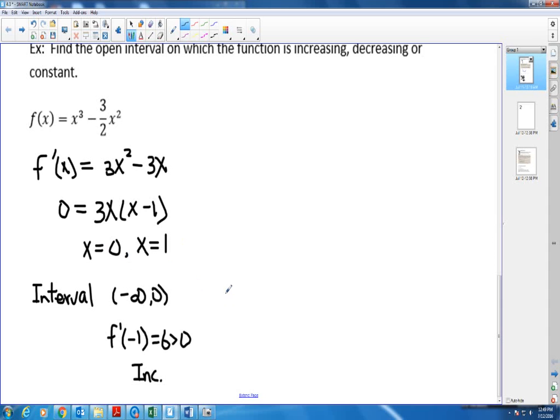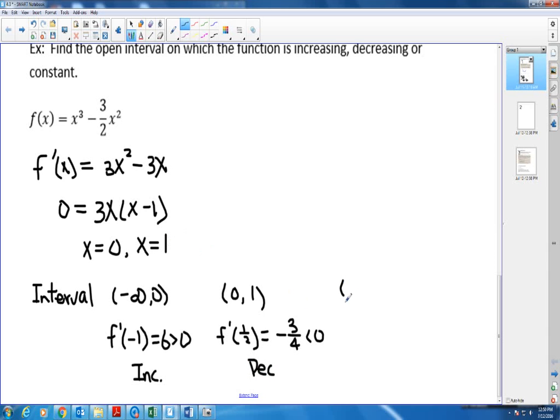Between the two critical numbers, from 0 to 1, I'm going to use a half. So f prime of a half, if I was plugging a half in here, 3 times a half, times half minus 1, I think that's negative 3 over 4, which is less than 0. So that tells me my function is decreasing.